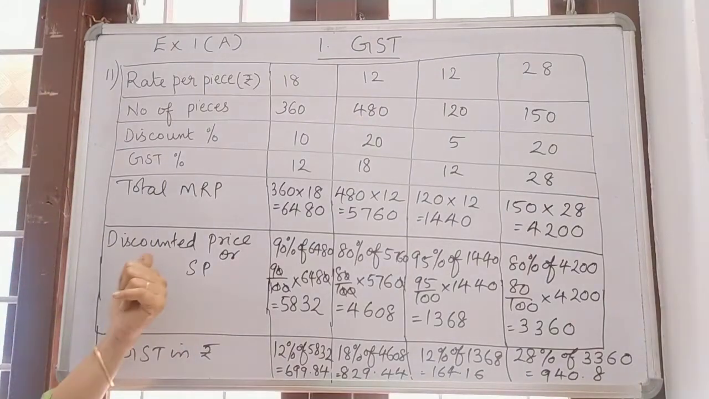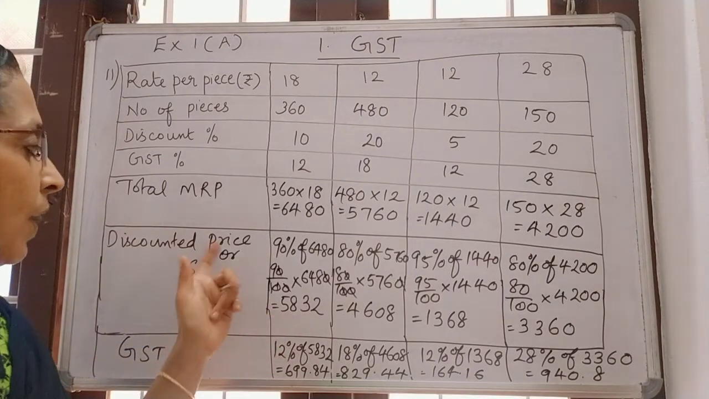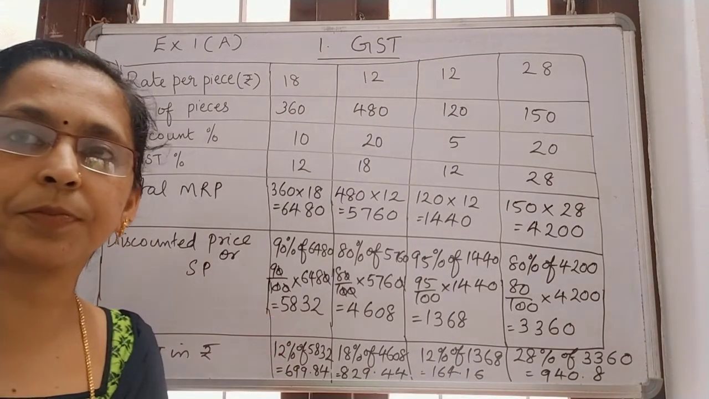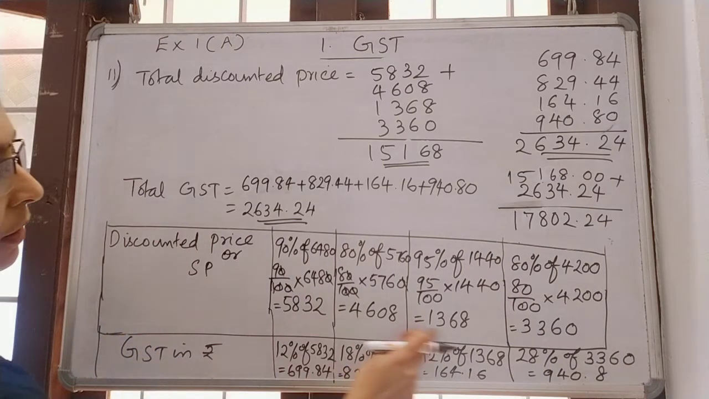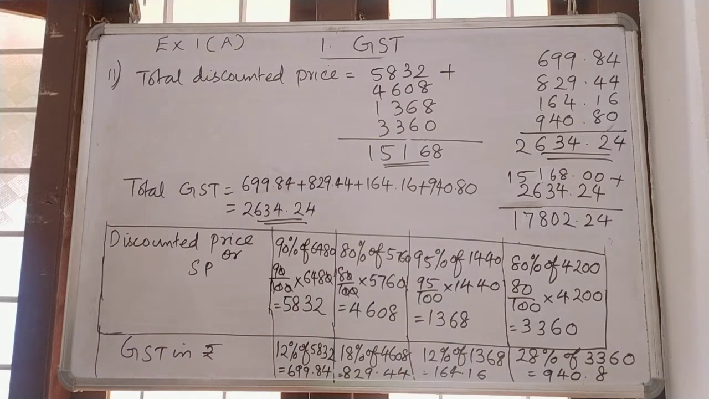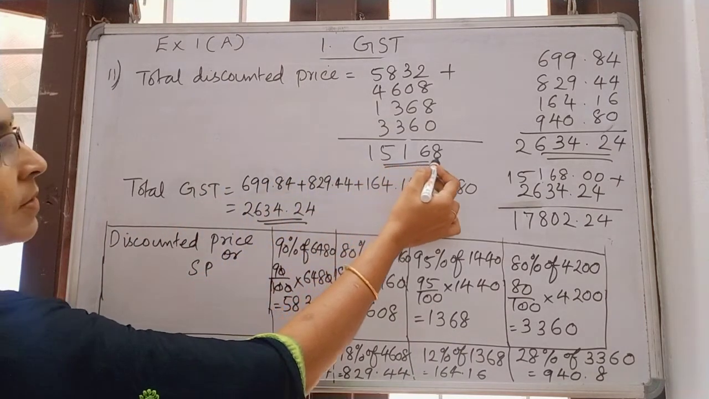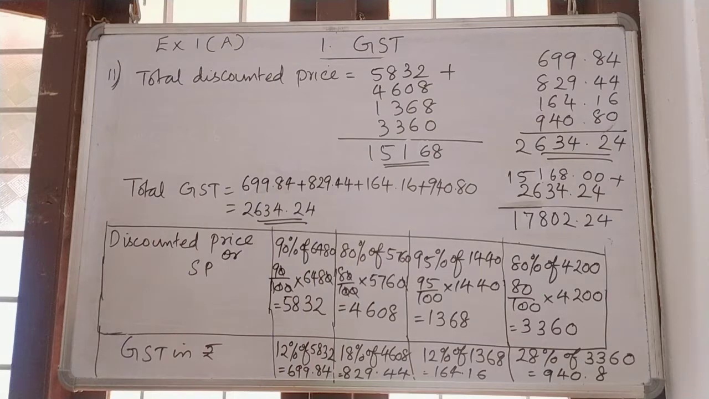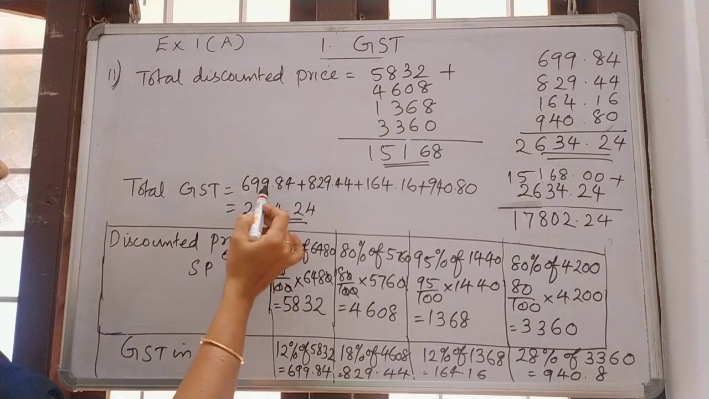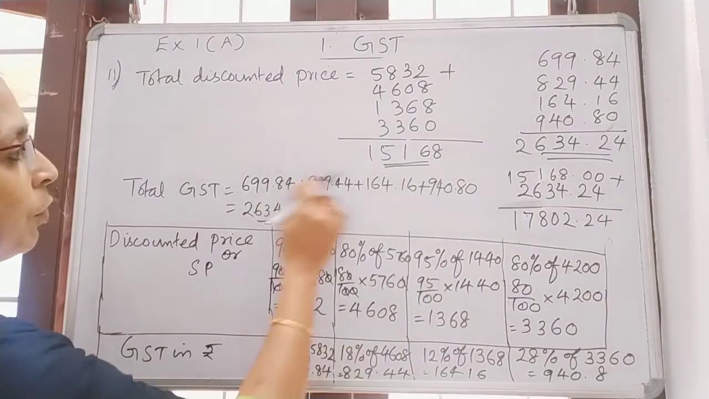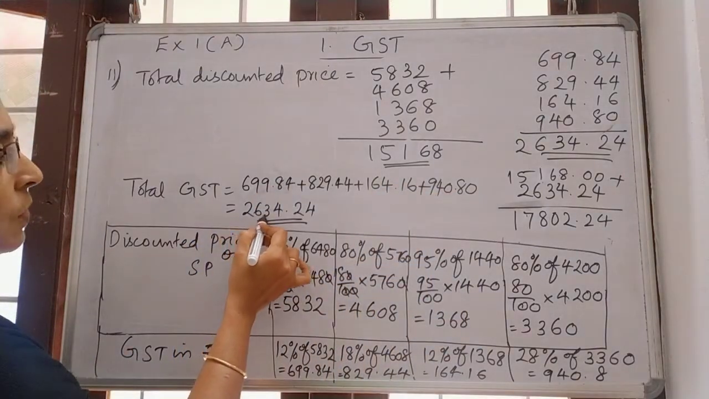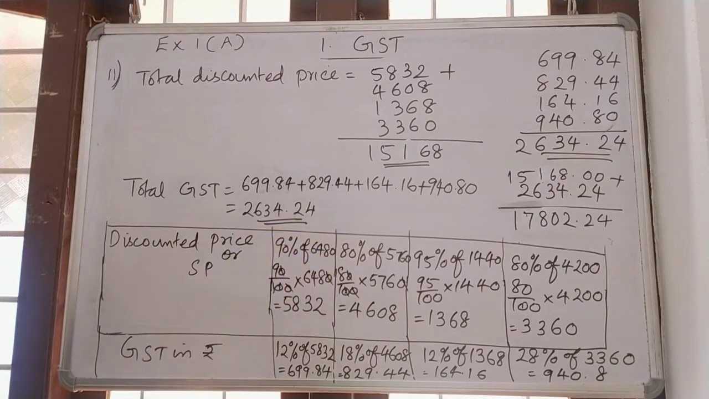Okay. So discounted price we have. So total discounted price will be what? Total discounted price will be, we have to add these four values. So we will get it as 15168. Next we want to find the total GST. GST we have these four values. We have to add those four values. You will get it as 2634.24. Total GST we got and total discounted price we got.